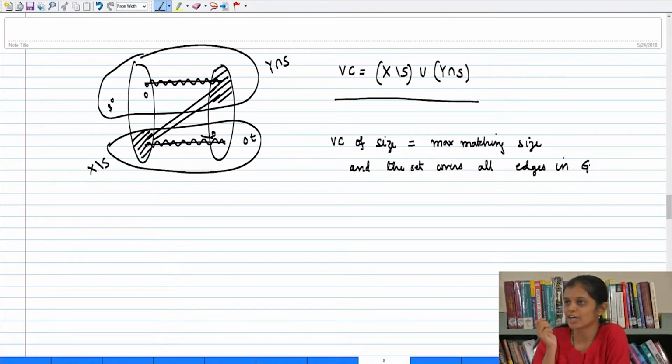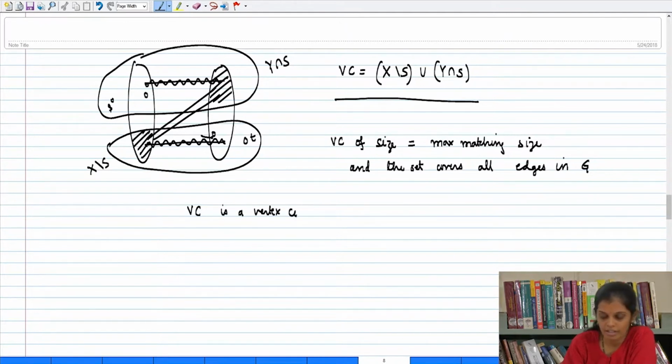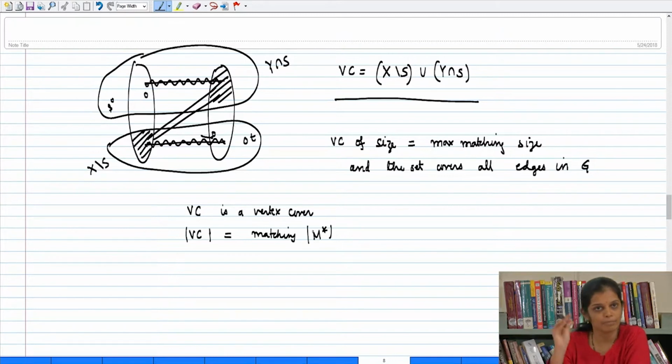He claims that I did not prove that it is a minimum vertex cover, I just proved that it is some vertex cover. So let us see what all we proved, okay. We proved that this set VC that we constructed is a vertex cover. What did we show? The size of the VC, the number of vertices, is exactly equal to the size of the matching that we had, which was a maximum matching M star, right. We had picked a maximum matching, and then we constructed the residual network.